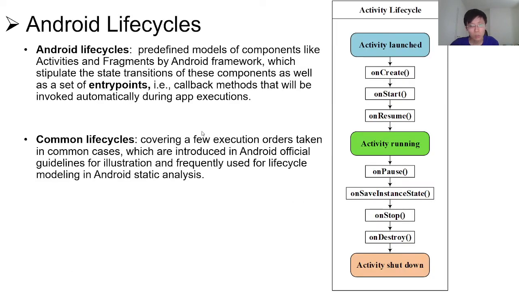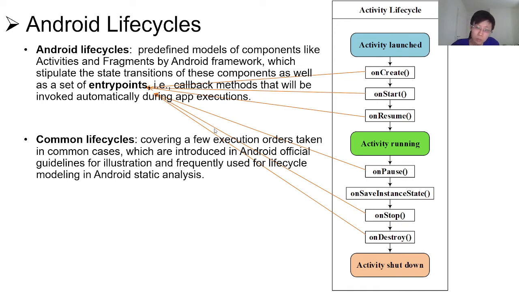So first, what are Android life cycles? They are the models predefined by the Android framework for components like activities and fragments. These models stipulate how the callback methods are invoked automatically during app executions, and we call them the entry points, like the onCreate, onStart methods in the right figure. Developers are required to implement app functionalities inside these entry points.